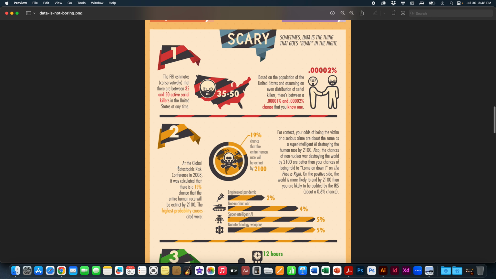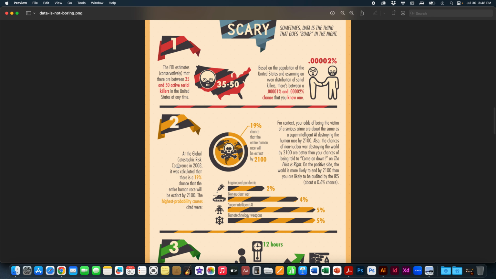And then just to drive home the point about choosing color palettes that are thematically appropriate, here we have data is scary, right? Data visualization infographics can be used to convey uncomfortable or scary or troubling information that is important for people to know. The FBI estimates that there are between 35 and 50 active serial killers in the United States at any time. That's something I didn't need to know before I go to bed. But it's important information. And you can see how it's all put together here.